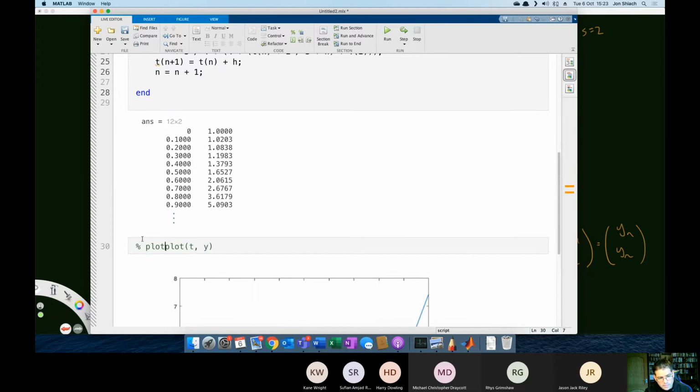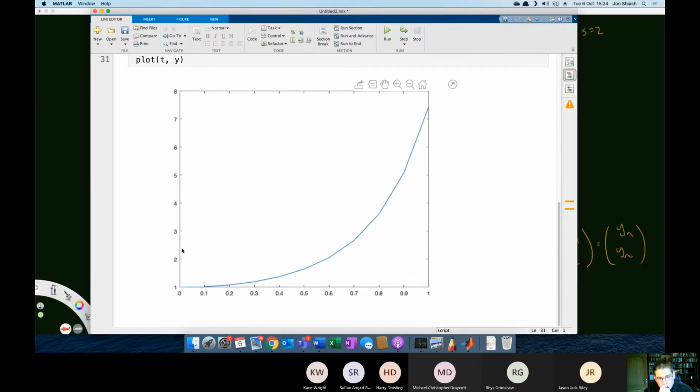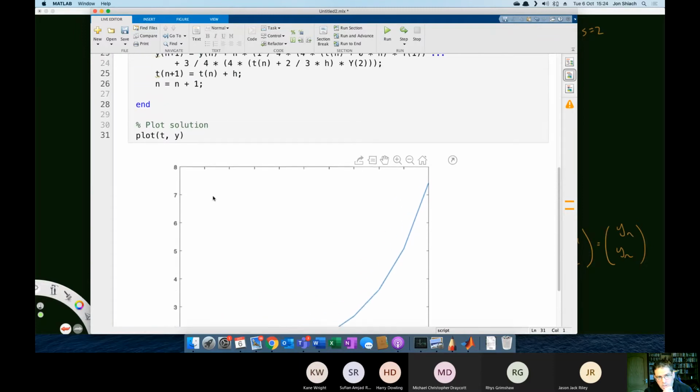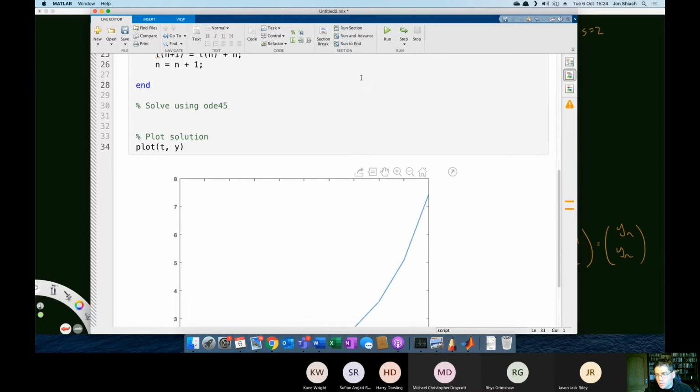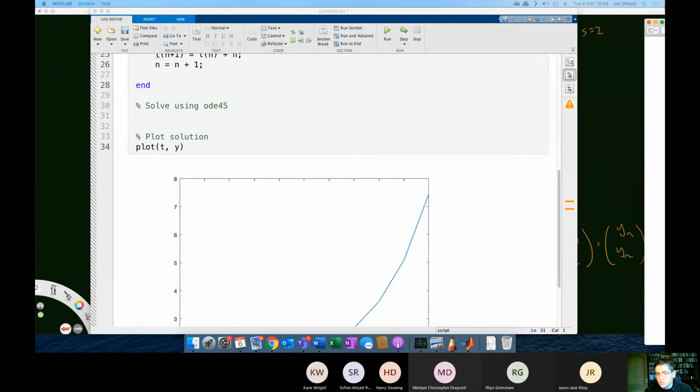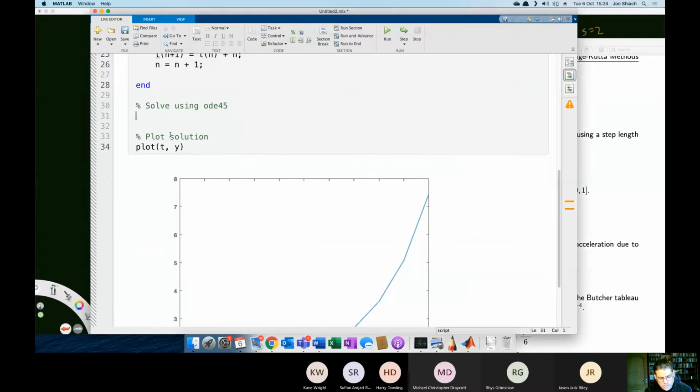Okay, I better tidy up my code. So that's using the implicit Runge-Kutta method. It's always good to check our code to see if it actually does work, and one way to do that is check it against, let's say, ODE45. So I'm going to solve using ODE45. To do that, I need to define what the ODE function was. So I need to define this function here: y dash equals 4ty.